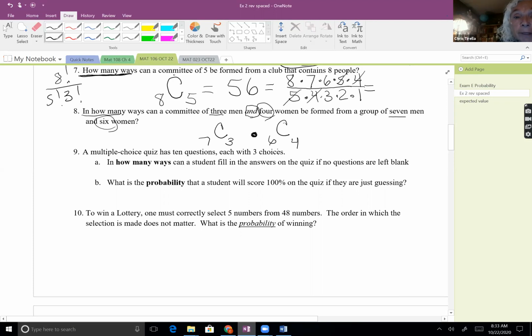So 7 combination 3 is 7, 6, 5 over 3, 2, 1, which is 35. 6 combination 4 is, I think, 15. And so when I multiply, I get 525. Yep, that's what I got on the calculator.